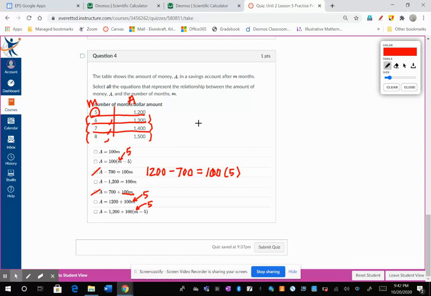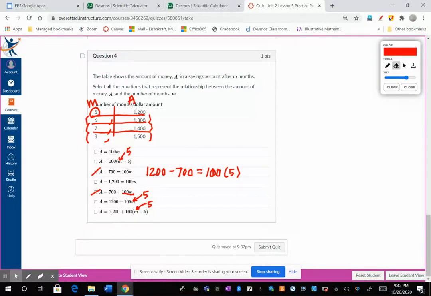Last one, can you take the months, plug it in there, subtract 5, multiply by 100, add 1200? What? Well, it looks like it works for the first one. Let's see. 5 minus 5 is 0. 100 times 0 is 0. 1200 plus 0 is 1200. What? It works.